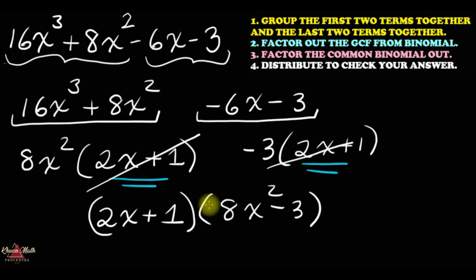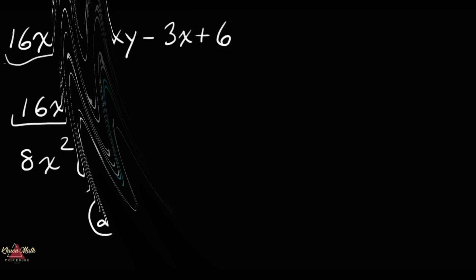And then you can check it by distributing the 2x into 8x squared minus 3, and then the 1 into 8x squared minus 3.